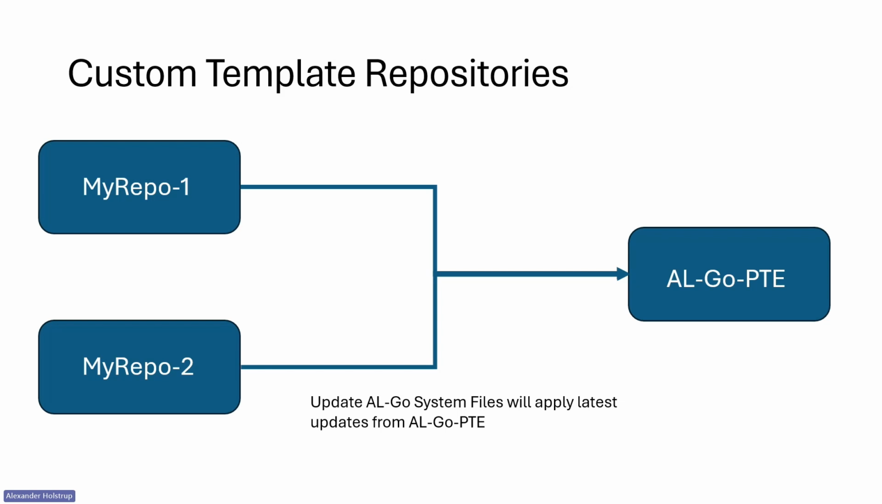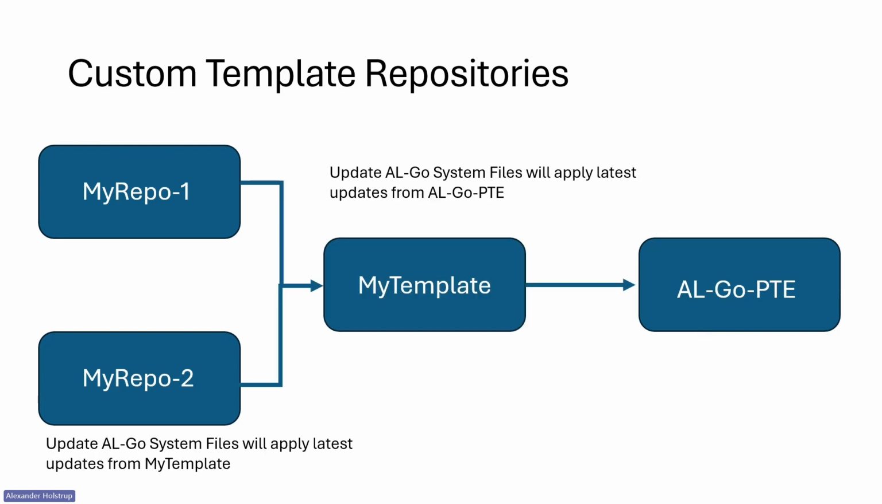So I made a small graphical representation of it. Today what happens is you have my repo 1 and my repo 2, and when you run Update ILGO System Files, those repos will look, in this case at ILGO PTE, could also be ILGO App Source, for updates to the workflows. With custom templates, you can basically stick your own template repository in the middle.